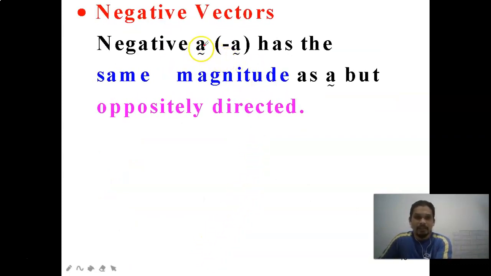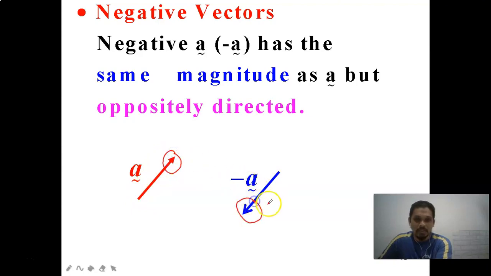Okay, the negative vector of A has the same magnitude as A, but is oppositely directed. So you can see here now, A and negative A have the same magnitude, but the direction is opposite. We call it different, oppositely directed.